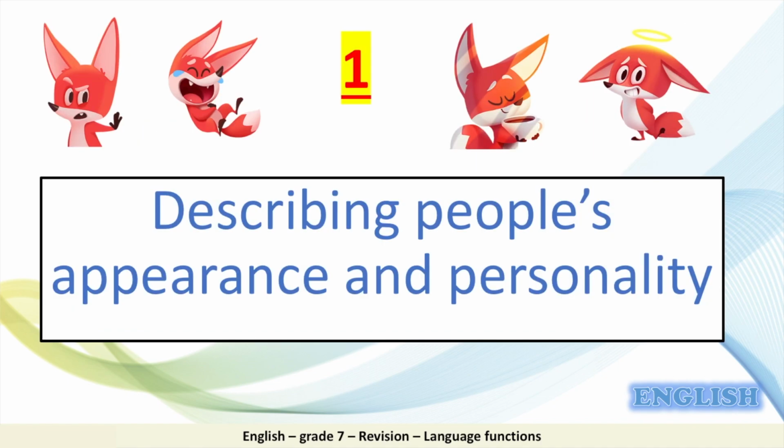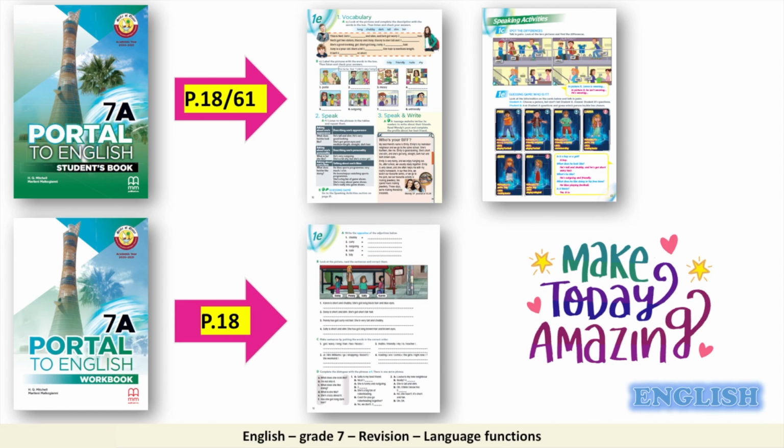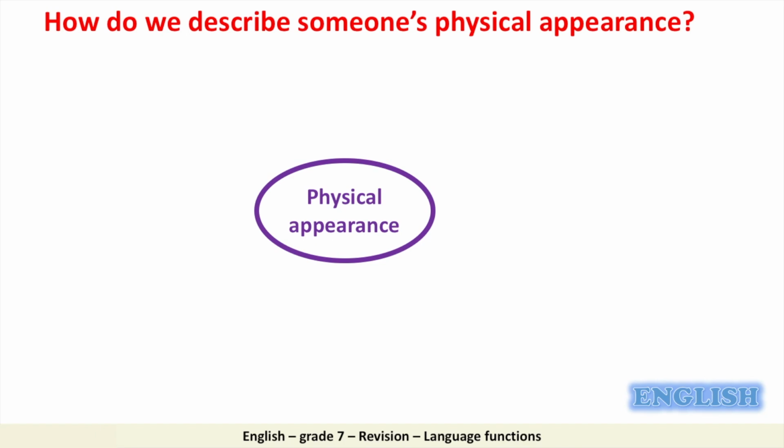In Unit 1, we studied different vocabulary words that helped us describe people. So let's start by opening your student book to page 18. We will also need page 61 to practice speaking. Please open your workbook too to page 18. Do you remember the different vocabulary words that we can use to describe someone's physical appearance?